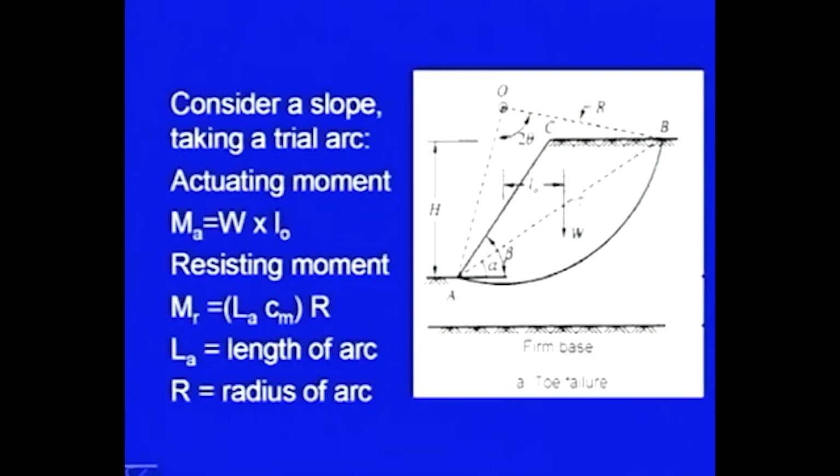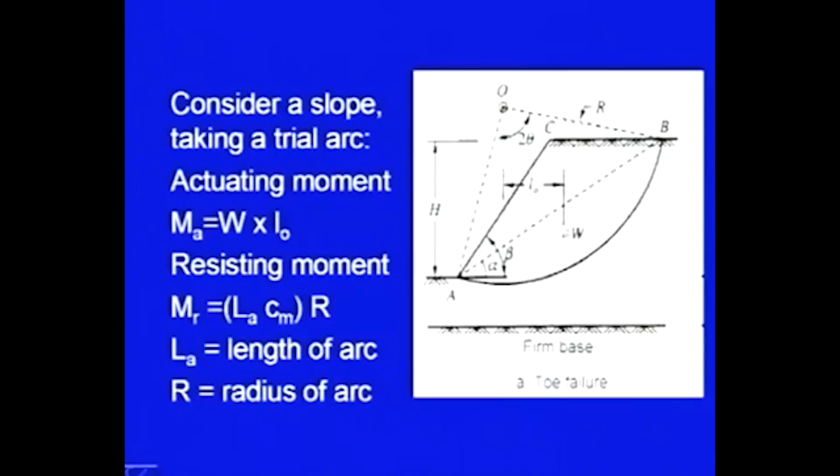The CG of this entire geometry can be found. You can use either graphical method or analytical method. You can find where the CG is acting. So, along that the weight W will be acting in downward direction. Here O is the center of this trial circle, H is the height. So, if I take this distance as L0, W is acting in vertical direction.